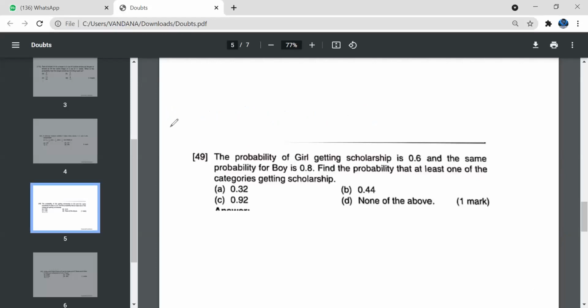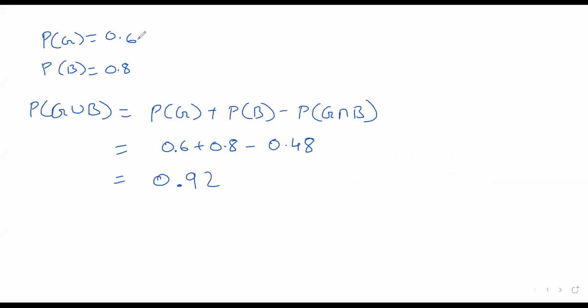See, this can be done in one more way. Girl getting scholarship 0.6, boy getting scholarship 0.8. I will say girl is not getting scholarship 0.4. Boy is not getting scholarship 0.2. 0.4 into 0.2 is 0.08. 1 minus 0.08, 0.92.